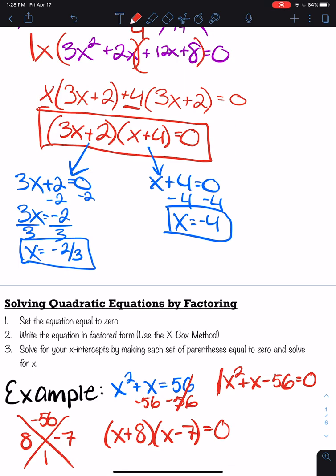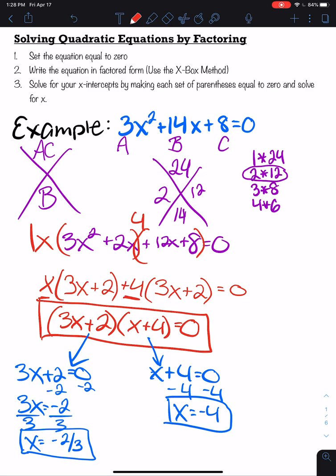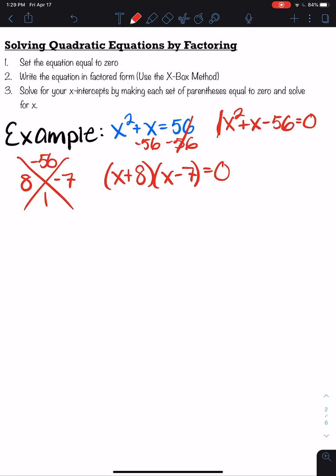Now, in the first example, we had to go through all of these steps because a was 3. Okay, so whenever a is any number except for 1, you have to follow these steps. However, if you get lucky and a is 1, you can just take those two factors from your Xbox, write it in a set of parentheses, and that's your factored form.